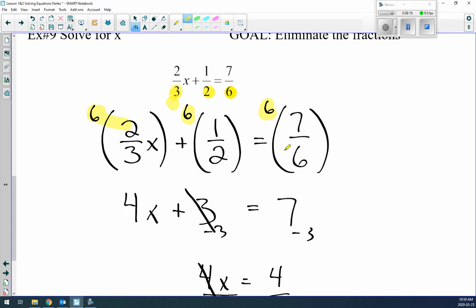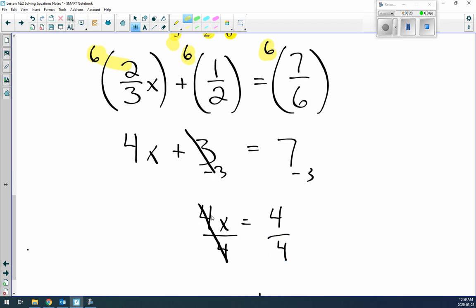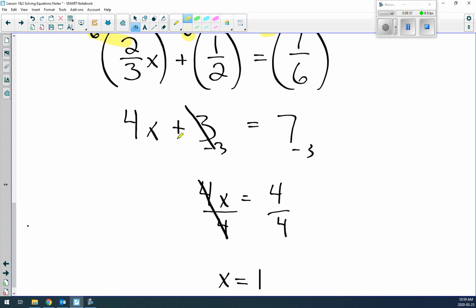Now, you can do it that way, but you can also realize you can reduce, like 6 and 6 reduce down to 1, so then it would just be a 7. Or 2 goes into 6 3 times, so 3 times 1 is 3. Right? You can work through it that way. So we end up with 4x plus 3 equals 7.